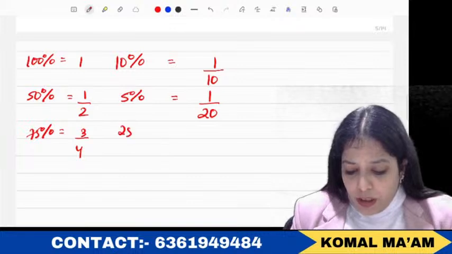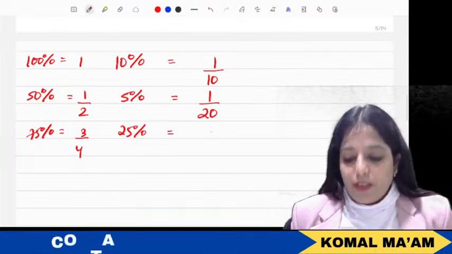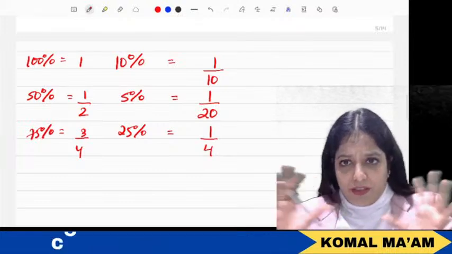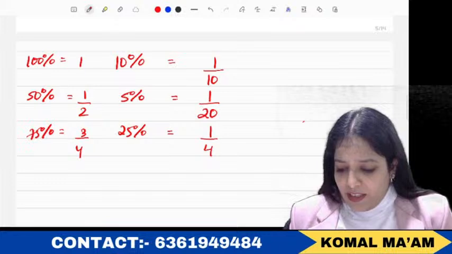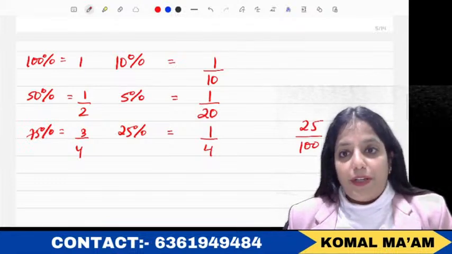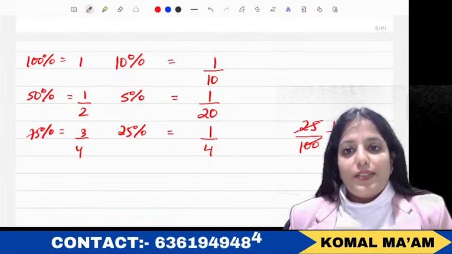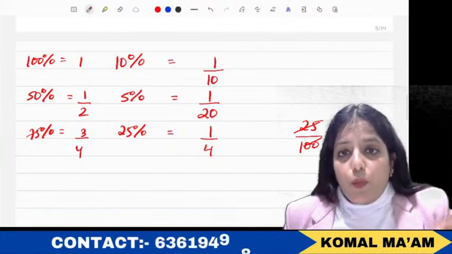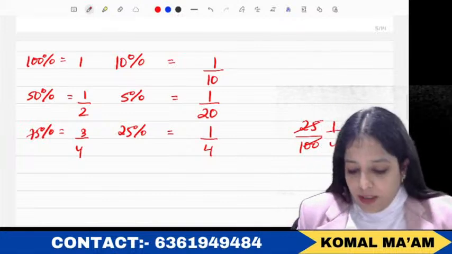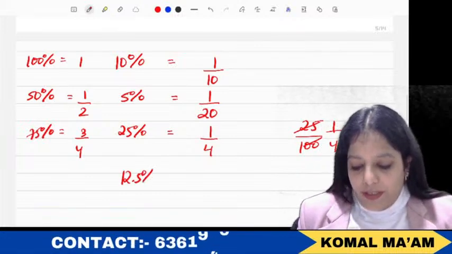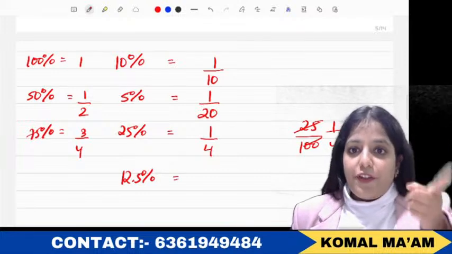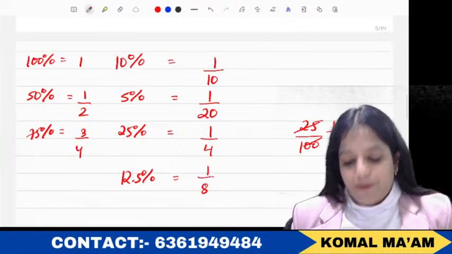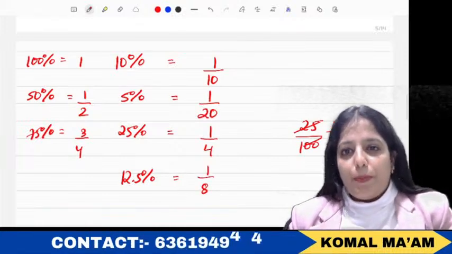Now talking about 25%. 25% we call as 1 by 4 in fractional form. How are we writing it as 1 by 4? You just need to expand 25% as 25 upon 100, and it's 1 by 4. So you need to remember some fractions. Can you tell me what will be half of 25%? Half of 25% is 12.5%, right? So if 25% is 1 by 4, 12.5% will be 1 by 8. So this way you need to remember some fractions.